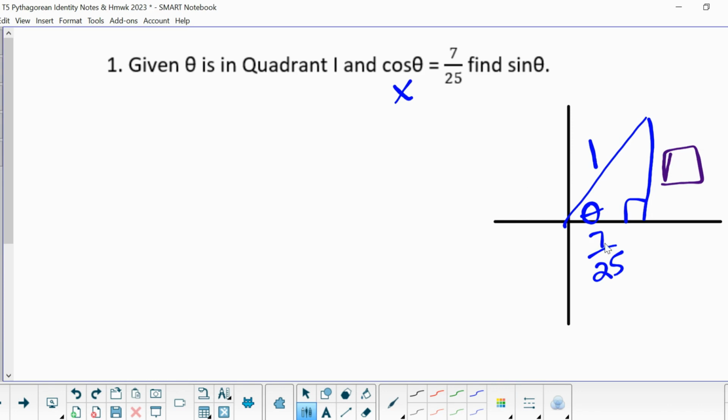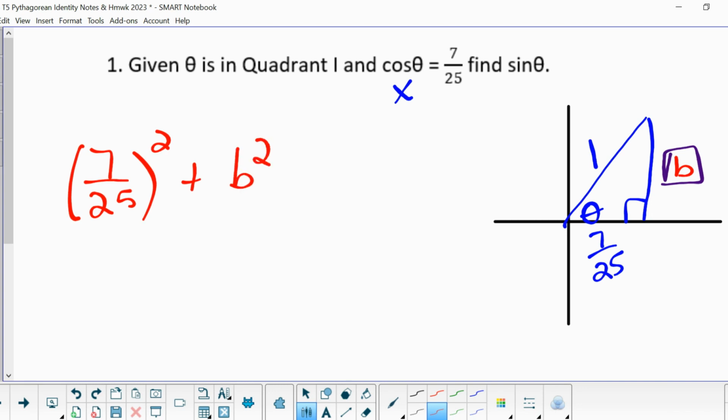So we're going to apply that Pythagorean identity to this situation, and I'm just going to give a variable name to that y value. I'll call it y or call it b, whatever you like. Okay, and then this becomes 7 over 25 squared plus, we don't know b, so plus b squared equals 1.